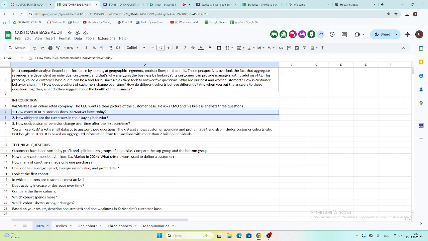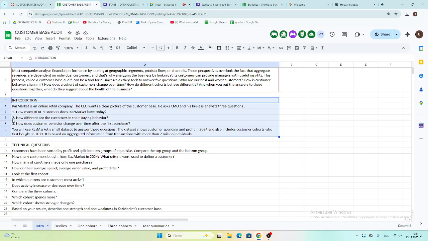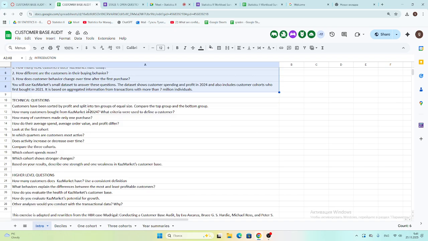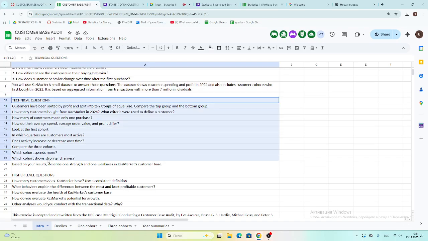So these are the three questions in the case that the CEO asks his marketing officer. How many real customers does the company have? How different are customers in their buying behavior? And how does the behavior of customers change over time after the first quarter? So this is general, so you don't need to answer these. In order to help you to answer these, I prepared technical questions. I want you to look at this data set and answer these steps one by one.